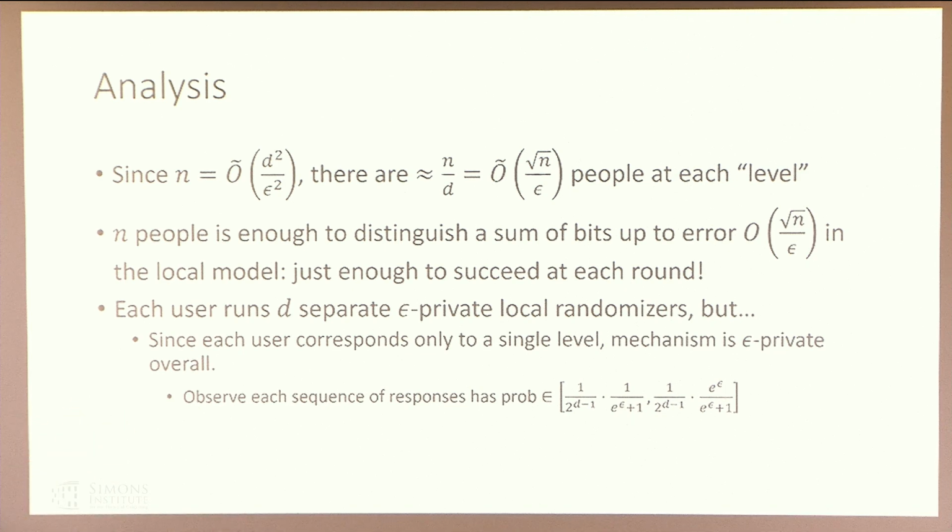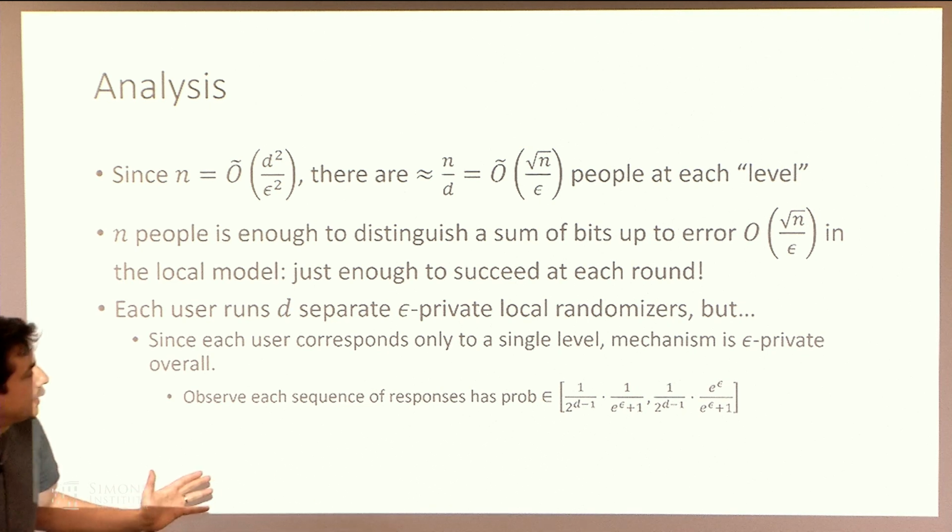How about the privacy analysis? Well, each user is running an epsilon private local randomizer d times, one for every level of this tree. But embedded in here, you will recognize, is the histogram structure of the example I gave at the beginning of the talk. Because every person is only at a single level, and so we'll only have to answer in a data-dependent way once, even though I've asked d questions.